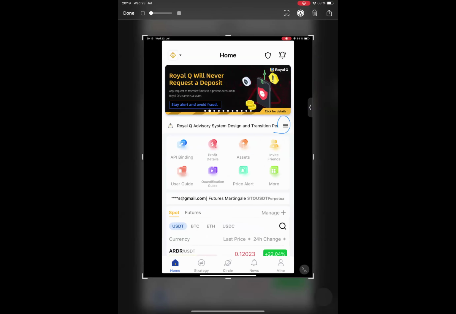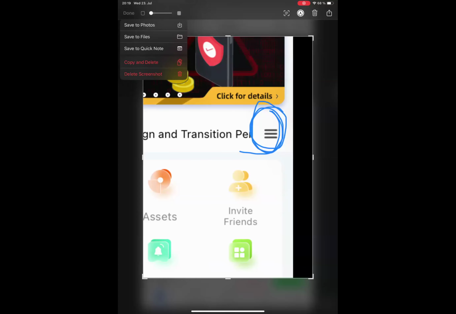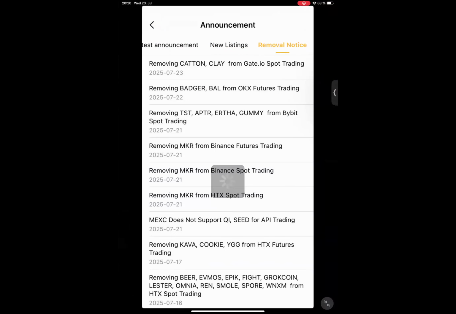Now we are going to jump to this part. This is where you can get all the announcements. Anytime RoyalQ wants to communicate to us, they do it through the announcement tab. In the announcement tab, we have the latest announcement, we have the new listings, and we have the removal notice. Now, what is the removal notice? The removal notice is when an exchange delists a coin. Delist means they remove a coin.